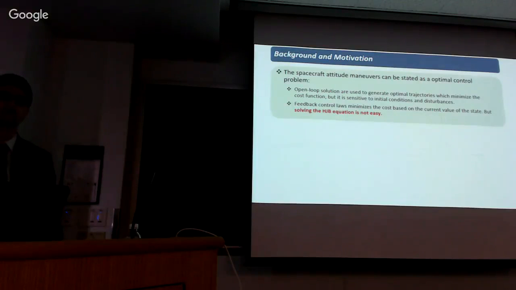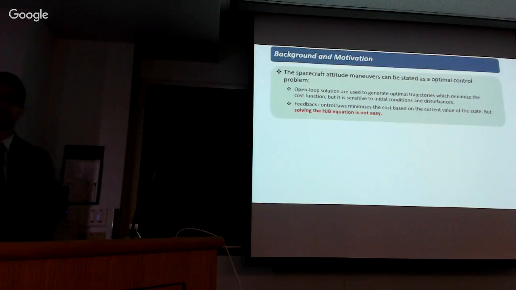There are two kinds of solutions for the optimal control problem: the open loop solution and the closed loop solution. The open loop solution is used to generate the optimal trajectories that minimize the cost function. There is a problem with this method. This method is not robust to changes in initial conditions or any disturbances.